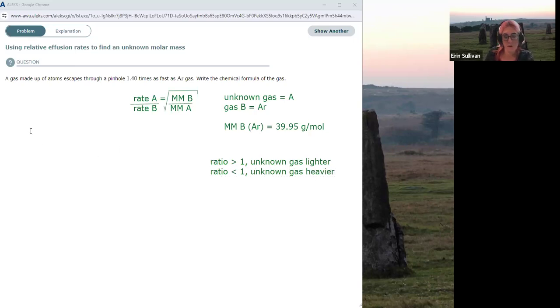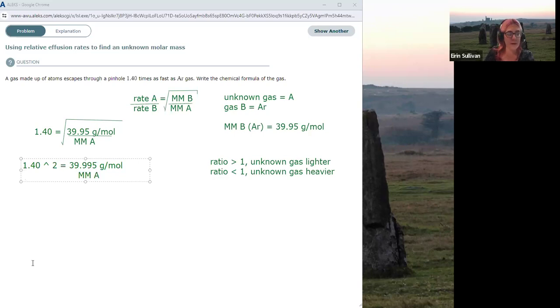Okay, so let's do it then. So we're just going to plug and chug. So 1.4 is our rate A over rate B. And then we've got our molar mass of argon, that's 39.95 grams per mole, divided by our molar mass of our unknown gas. Okay, so we're just going to rearrange that real quick. So because I've got the square root of the whole right-hand side of the equation, the best thing to do is square both sides, okay? So you're going to end up with 1.40 squared on the left-hand side equals 39.95 grams per mole divided by the molar mass of A, okay?